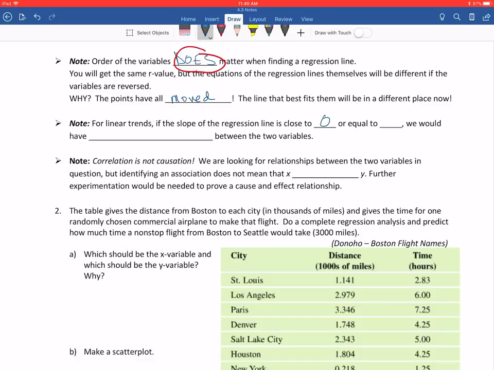Another note for linear trends, if the slope is close to 0 or equal to 0, we would say that we have no association between those two variables. Again, correlation is not causation. We are looking for relationships between the two variables, but just because we find an association does not mean X causes Y. Can't say that enough.